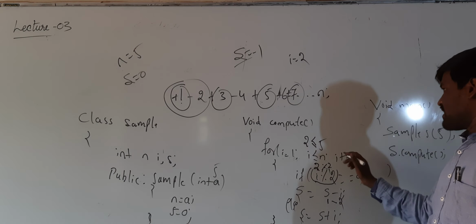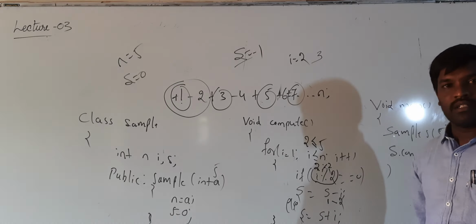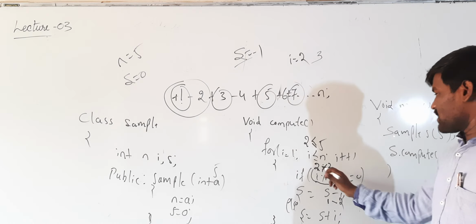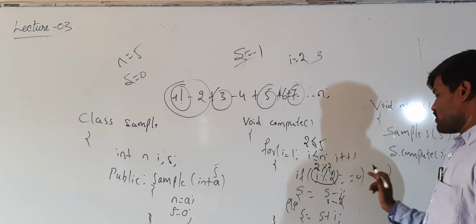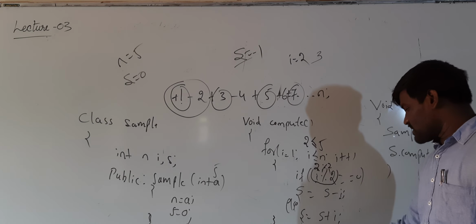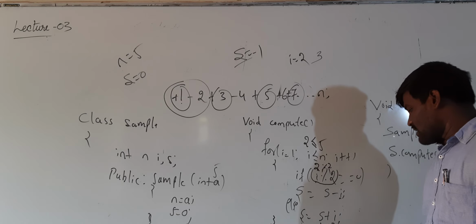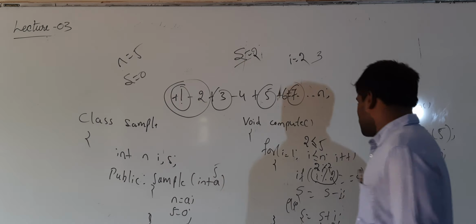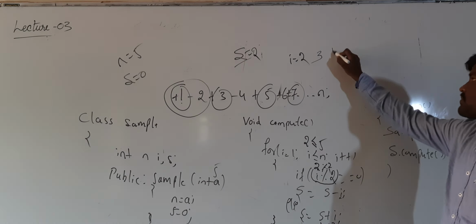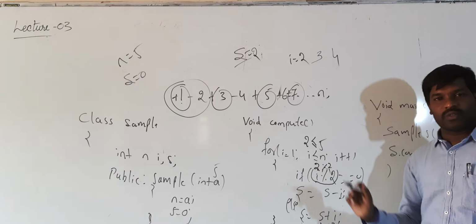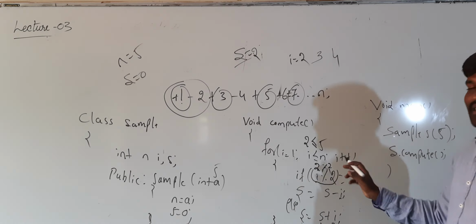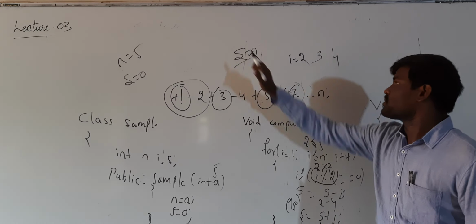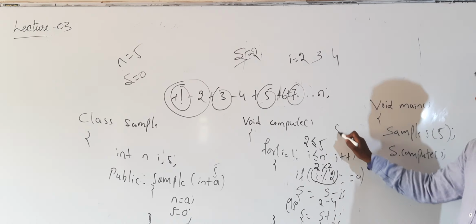Next, again the loop will continue. i becomes 3. 3 is less than or equal to 5, again condition is true. 3 mod 2 is 1. 1 is equal to 0, false. Here s value is minus 1 plus 3, that is plus 2. s value is 2. Next i plus plus, i becomes 4. 4 is less than or equal to 5, again condition is true, and this condition is also true. s value is 2 minus 4, that is minus 2. Next i plus plus, i becomes 5.